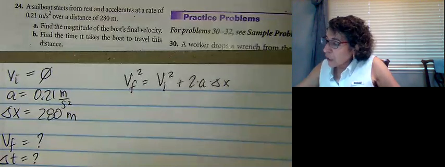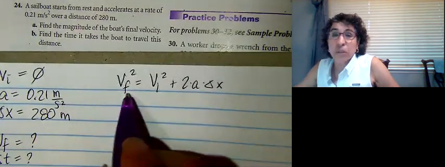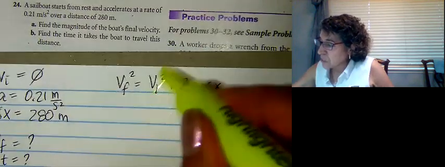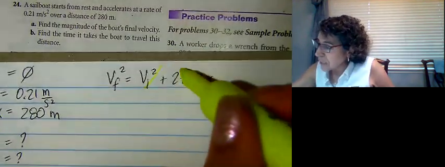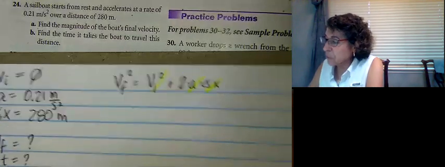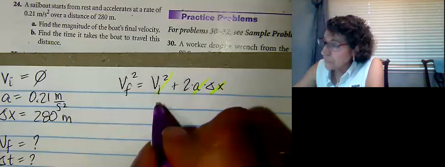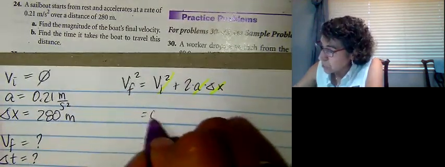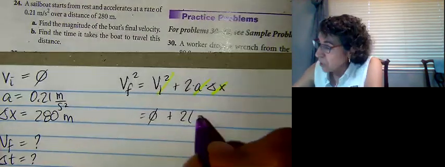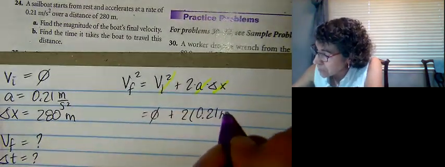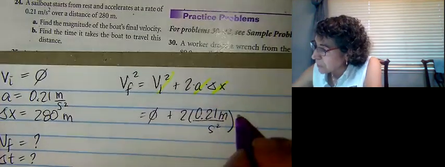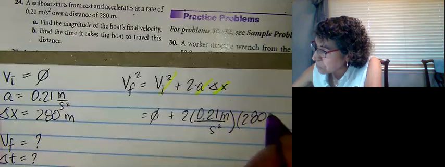All right, so look, we know what the final velocity is. No, we don't. That's what we're asking for. We know what the initial velocity is because we know it's 0. We know the acceleration and we know the displacement. So this one's just a plug and chug. We just plug it in. All right, so this time I'm not going to say 0. I'm just going to say this one is equal to 0 plus 2 times the acceleration, which is 0.21 meters per second squared, times the displacement of 280 meters.